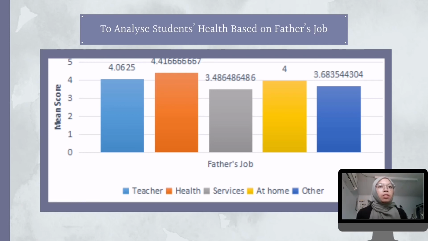The lowest mean is father's job as civil service, which is 3.486486, and we can say that father's job as civil service is not thoughtful to their child's health.